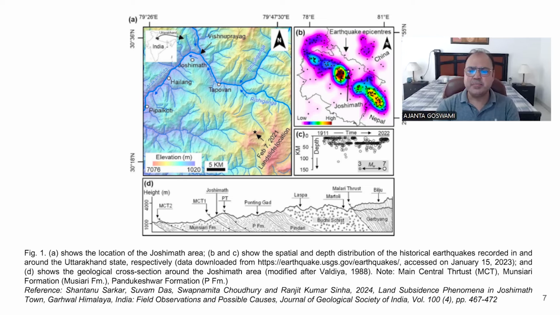This is a very nice figure that I have taken from the paper published in the Journal of Geological Society of India by Shantanu Sarkar, Shubham Das, Swapnamita Chaudhary and Ranjit Kumar Sinha. This is a cross section which tells about the location of Joshimath. You can see the location of Joshimath here. Here is the MCT 1, the first thrust. And here we have PT, which is the Pandukeshwar Thrust. So Joshimath is located somewhere here.